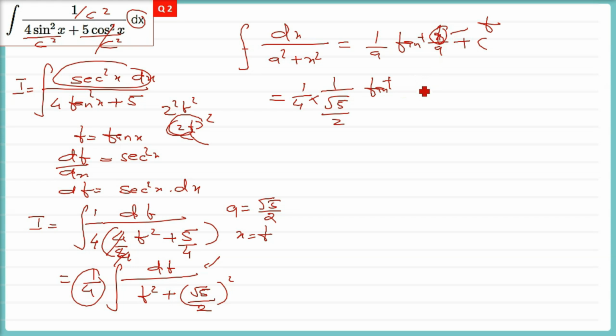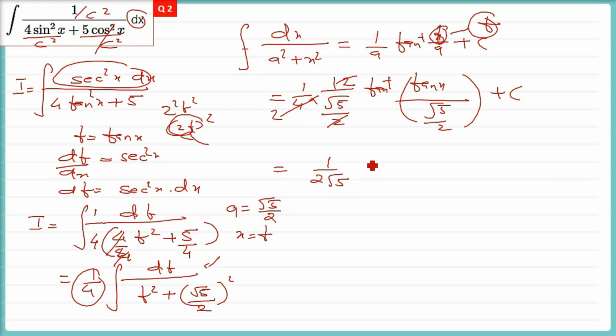We have come to a precise solution now. So tan inverse of tan x, with a as root 5 by 2, so 2 goes up: 2 tan x by root 5. Now let's resolve this. 2 goes up, 2 to the 4, so 1 by 2 under root 5. And this is tan inverse of 2 tan x divided by under root 5, inside a bracket so that you show that it is tan inverse. This is the final result.